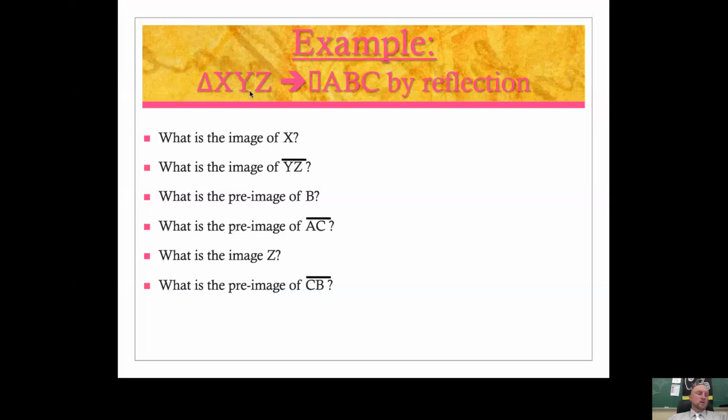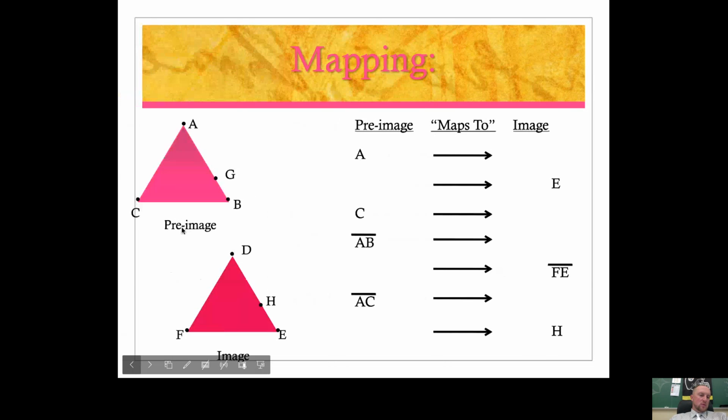This is part 2 of our lesson 4.3. We're talking about our transformations. On our last slide, we looked at the pre-image and the image. We mapped up what figure went with what. So which point goes with this point, which segment goes with this segment, so on and so forth.